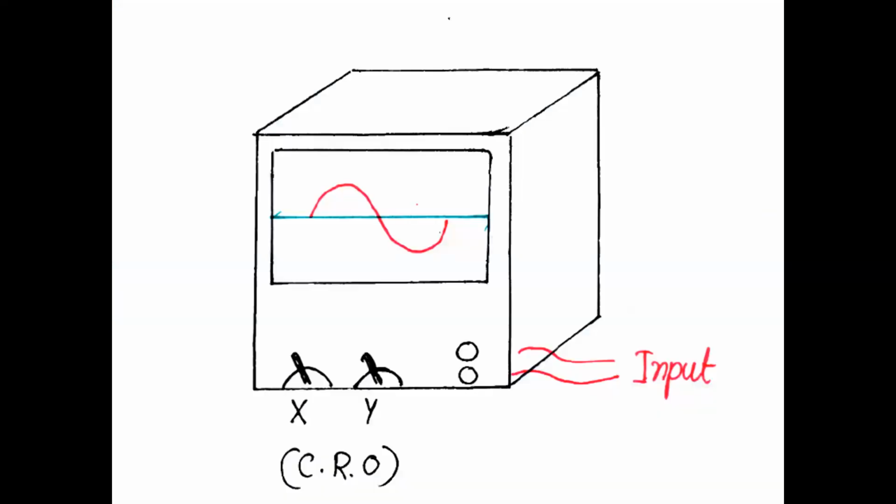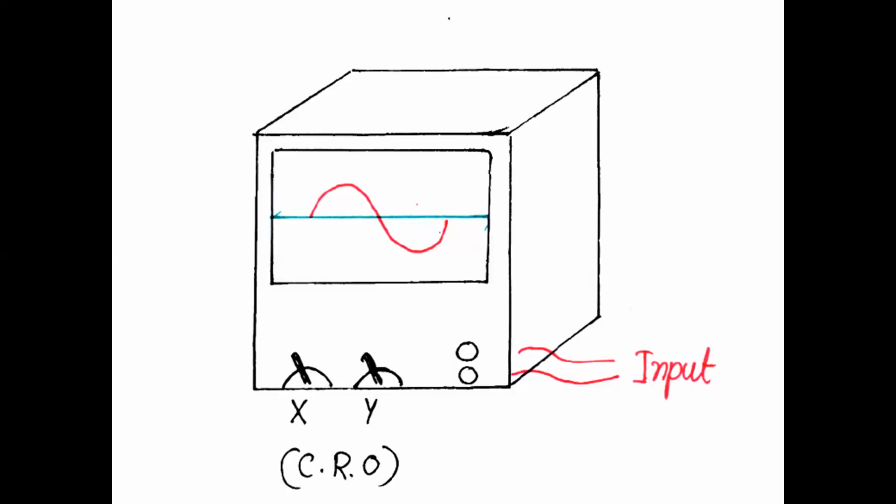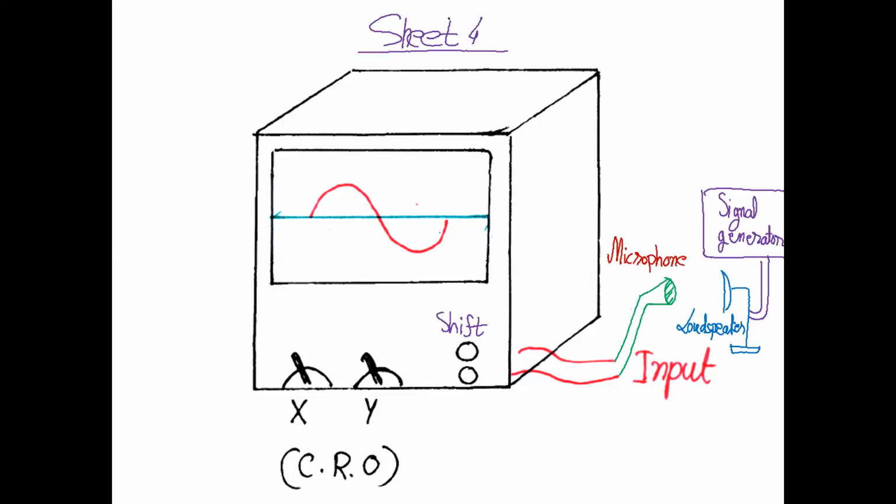I want to bring back my chapter 1 memory. This is our CRO. A CRO has two controls, X and Y, and the vertical and horizontal shift. We attach a CRO with a microphone, and there is a loudspeaker with a signal generator. We call it a design question. What is a design question? Actually, they are not very common in AS, but this is a type of question like in our O-level physics ATP.